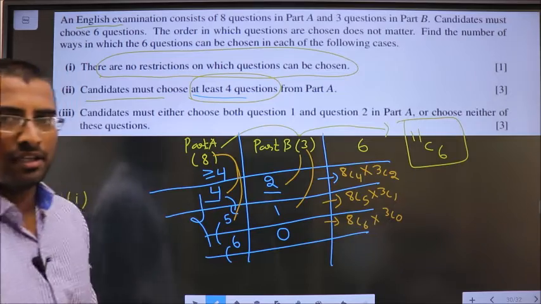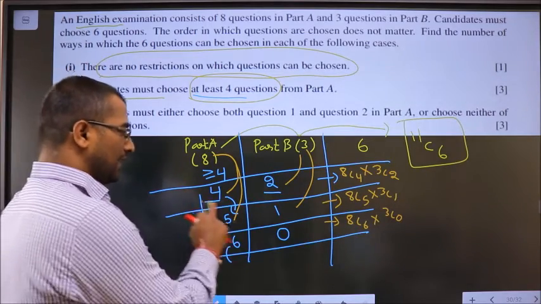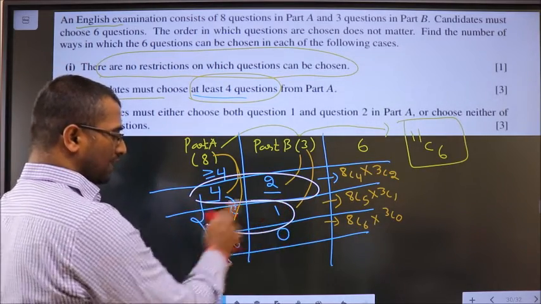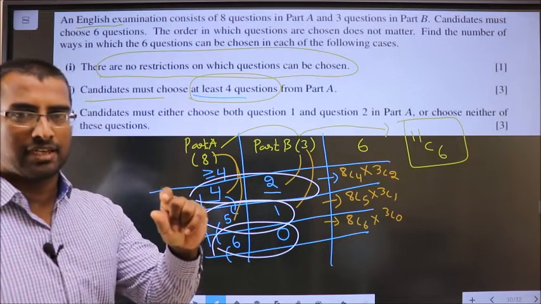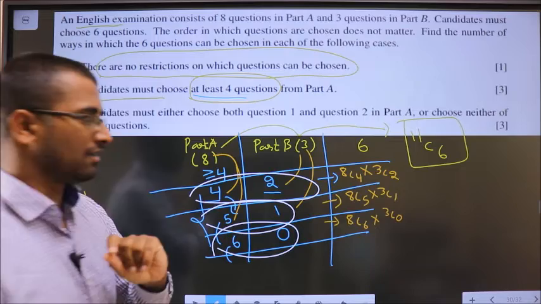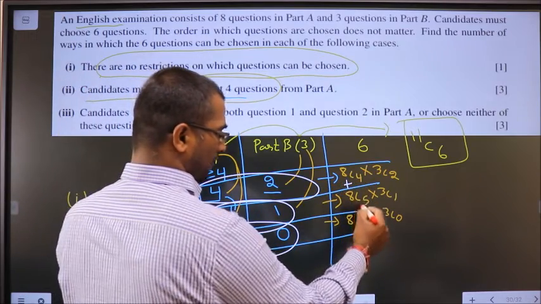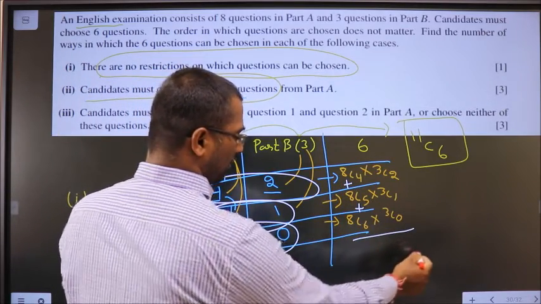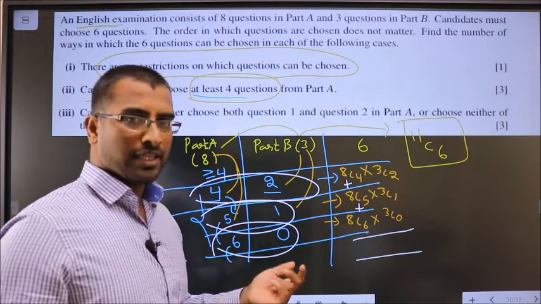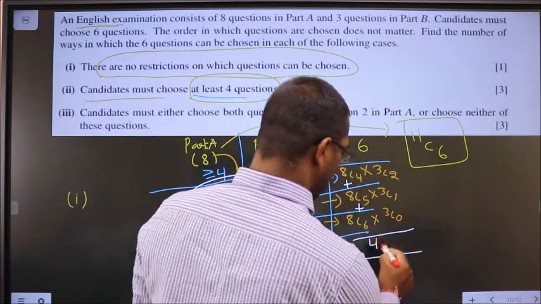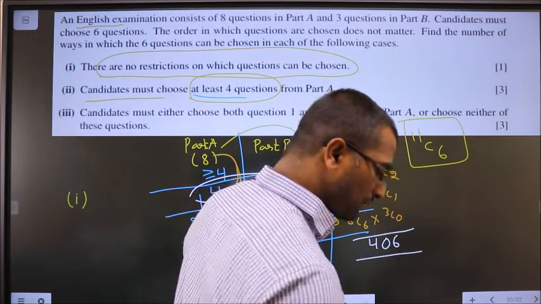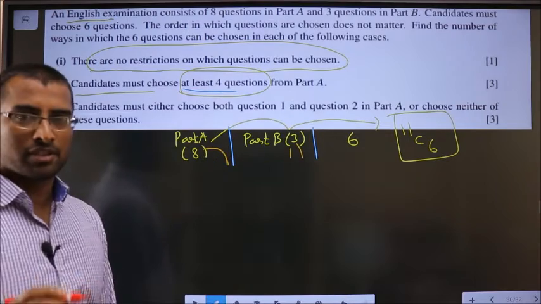Okay. Next, it is either this or this or this. It's "or" between them. Whenever it is "or", you need to add. So this plus this plus this will be your final answer, which you should get to be 406. Okay, now the third bit.